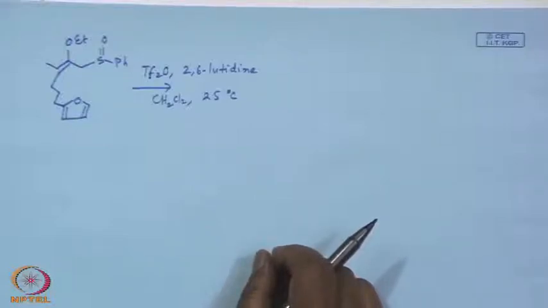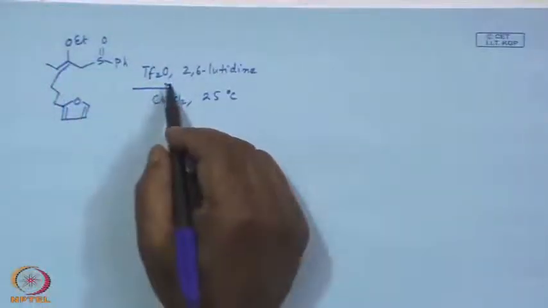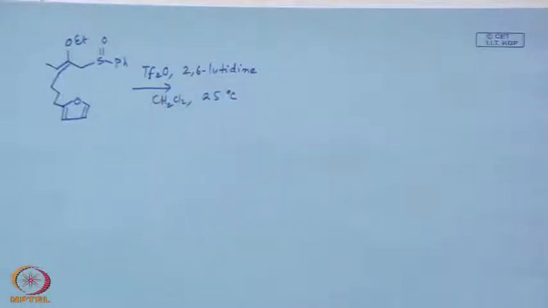So, what do you see? Now, you have recognized the substrate. Now, you have to see the reagent. 2,6-lutidine is basically a pyridine derivative, 2,6-dimethyl pyridine. Okay. So, it is a hindered kind of base, and triflic anhydride, all of you know, like trifluoroacetic anhydride. And so, what do you expect?